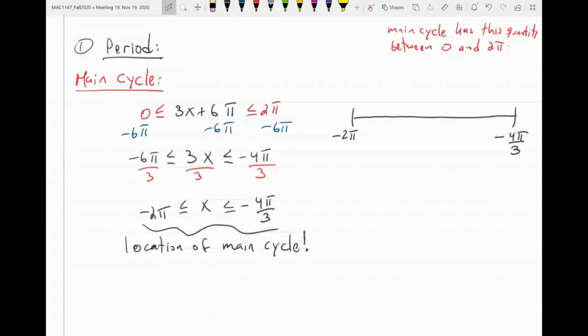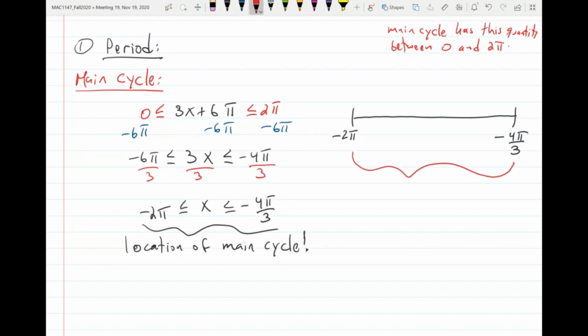All right, so we found the location of the main cycle, which is from negative 2 pi to negative 4 pi over 3. So I claim that we can use this to figure out the period. Remember, period is just the length of the cycle, because cycle means this is exactly the shape that the function has until it starts repeating itself over and over again. In other words, the length of that cycle will tell you the period. So right here, this length right here tells me the period. So the period equals the length of any of the cycles, okay?